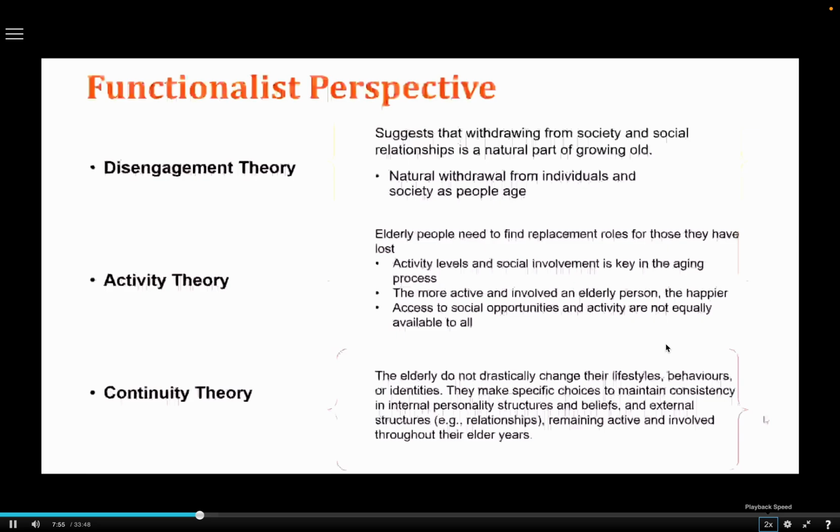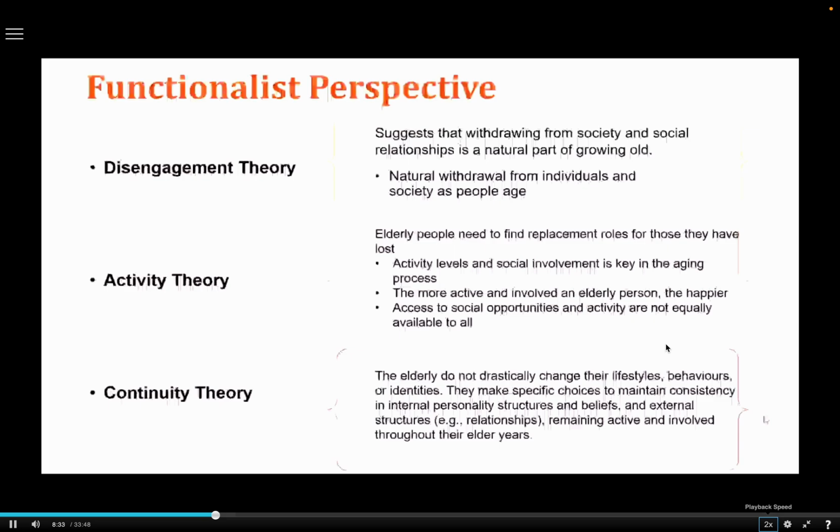Continuity theory is different from activity theory, because in continuity theory, the focus is to explain that the elderly don't necessarily need to make a drastic or sudden change in their lifestyle. As I explained, in activity theory the concern is that the more people have opportunities or ability to take on different roles, the happier they will be. And in disengagement theory, the concern is that as long as people withdraw, they're going to find something to do with their life in their private life.